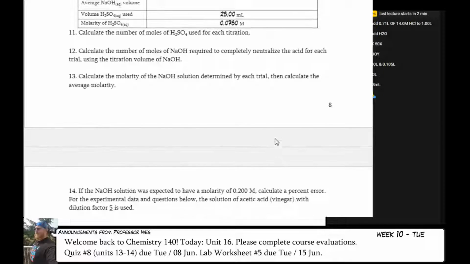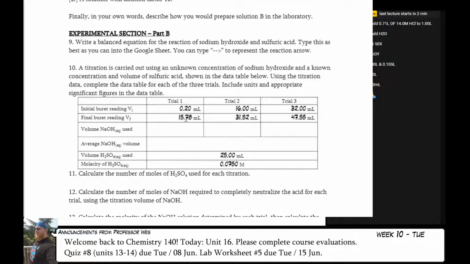Now, when we do the chemistry, we add a certain amount of volume in there. And so that's what this says. Initially, the level is at 0.2. When it's done, it's at 15.78. The volume that was used is the difference between the initial reading and the final reading because of how a burette works. You can read about that in the documentation. So the volume of sodium hydroxide used for this first trial, for example, would be 15.58. You're going to figure out the volume used for each trial and get an average. And once you know the average volume of sodium hydroxide, you can then do the stoichiometry like we just did.